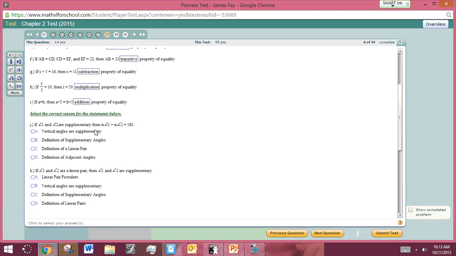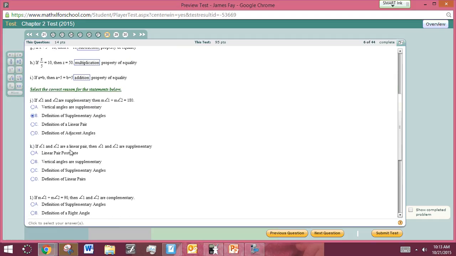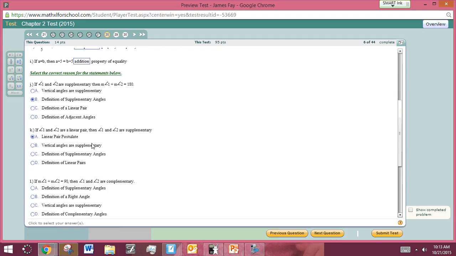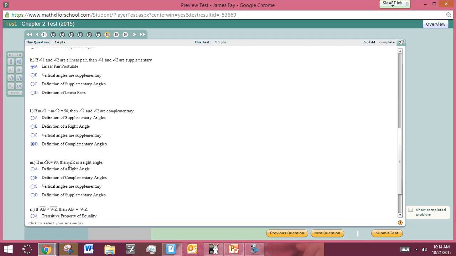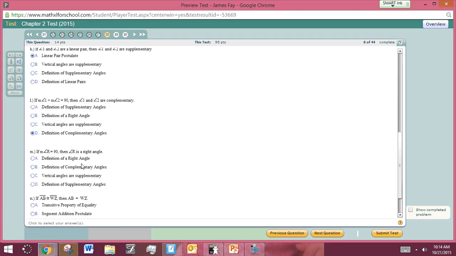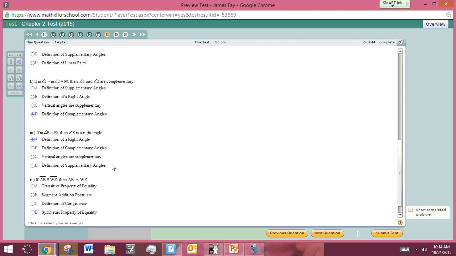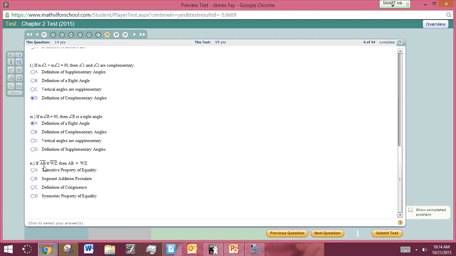If angle 1 and angle 2 are supplementary, then measure angle 1 plus measure angle 2 equals 180. That's the definition of supplementary angles. If angle 1 and angle 2 are a linear pair, then angle 1 and angle 2 are supplementary. That's the linear pair postulate. If measure angle 1 plus measure angle 2 equals 90, then angle 1 and angle 2 are complementary. That's the definition of complementary angles. If measure angle R equals 90, then angle R is a right angle. That's the definition of right angles. If AB is congruent to WZ, then AB equals WZ. That is the definition of congruence.